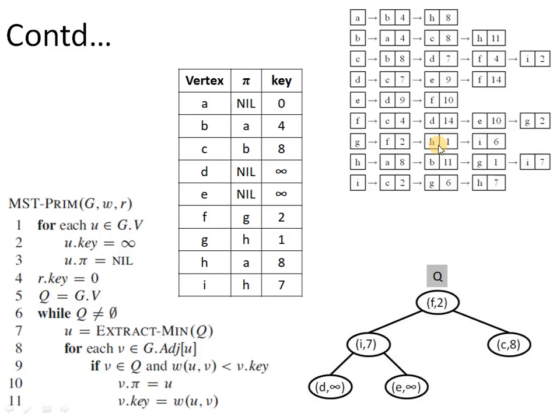Next we have H, but H is not a part of the heap anymore. Next we have I comma 6 and I comma 7. So 7 has to be updated to 6, and the pi attribute corresponding to vertex I also has to be updated to vertex G now. So these are the two updates. So with this we are done with another iteration of the while loop.